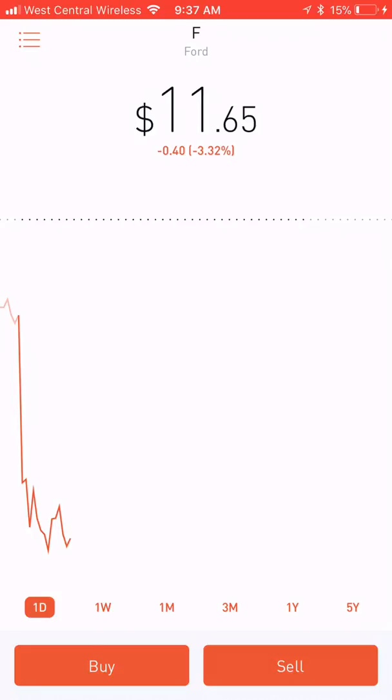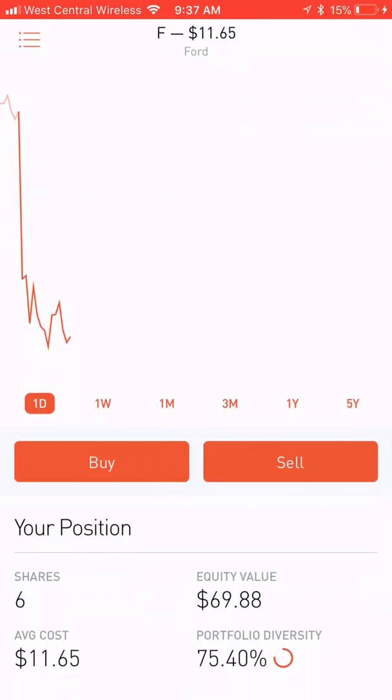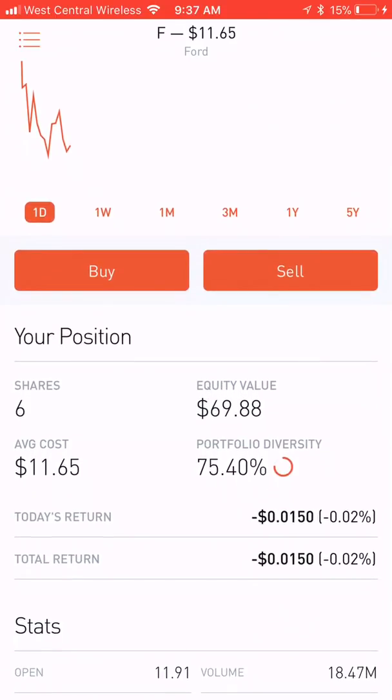So what I would recommend, you can use this to execute your free trades and take advantage of that, especially if you have a very small account like I do on here, or you don't have a lot of money to invest. You can really save a lot by not paying those trading fees.